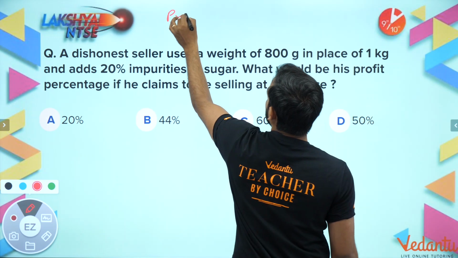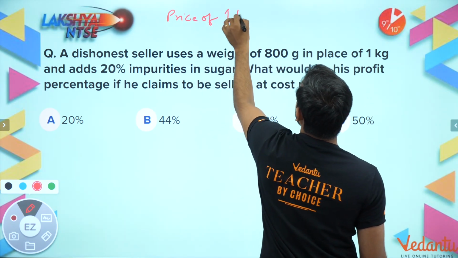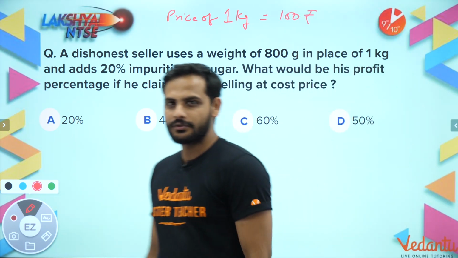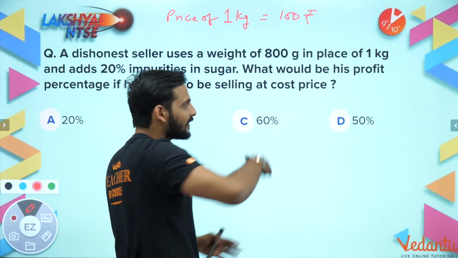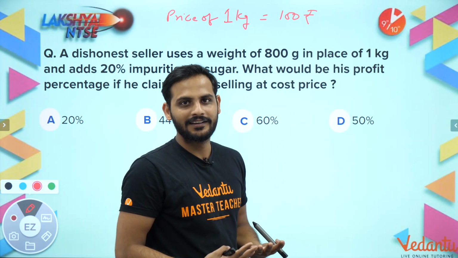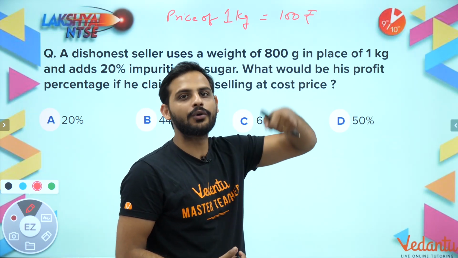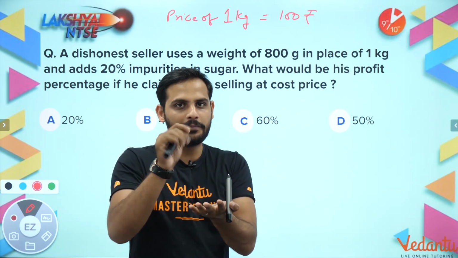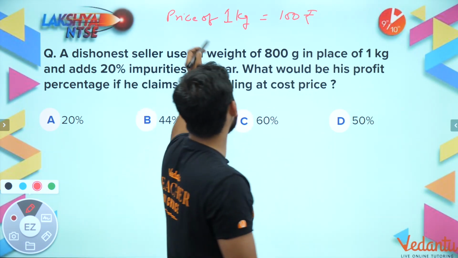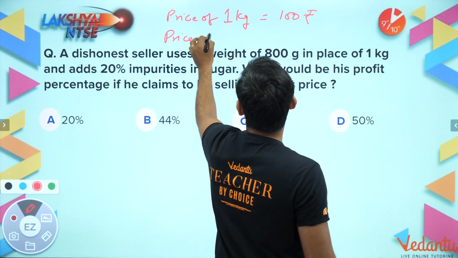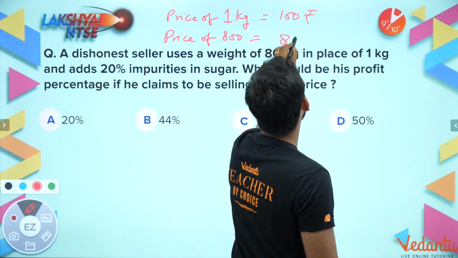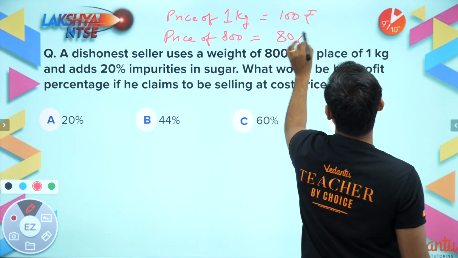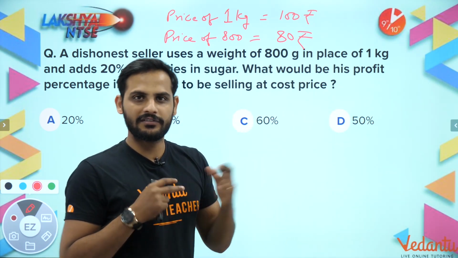Let's say price of 1 kg sugar is 100 rupees. So he, instead of selling 1 kg, is giving only 800 grams. Okay, but people will get to know because he is using some dishonest measures. So people will say, oh, 1 kg he has weighed, but he has weighed only 800 grams. So the price of 800 gram sugar will be what? 80 rupees. Correct? Right? So in reality, the price to the shopkeeper is 80 rupees.